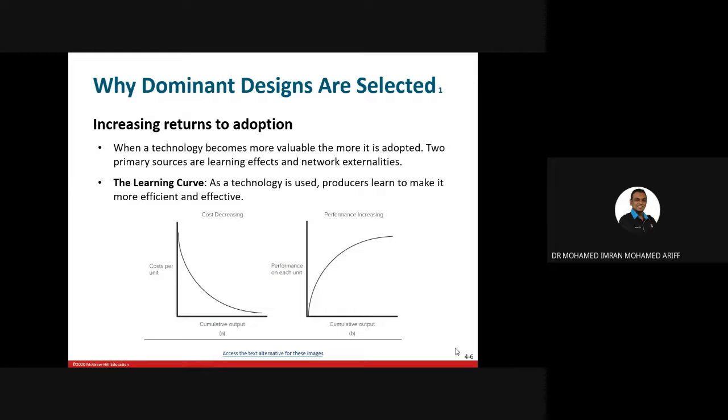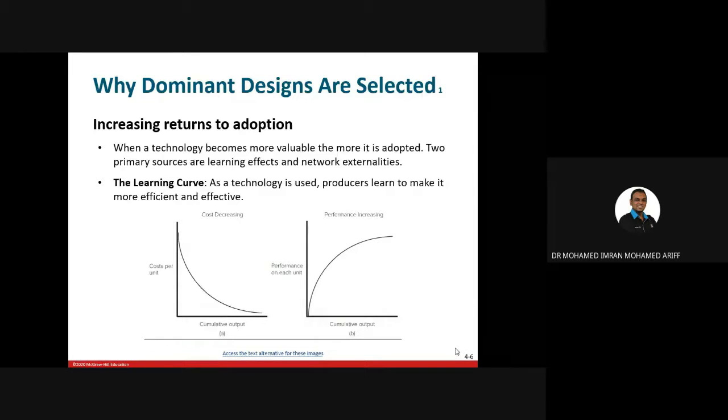So now, for example, kita assume everyone has a mobile phone. Everyone has a mobile phone. So now if you are coming up with new product or new innovations, you must fit this product or this service according to these mobile phones, because this is what consumers have.